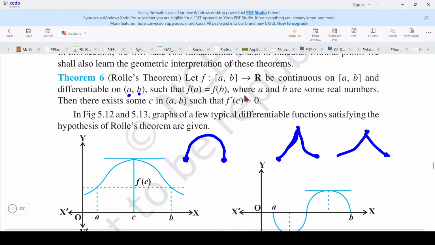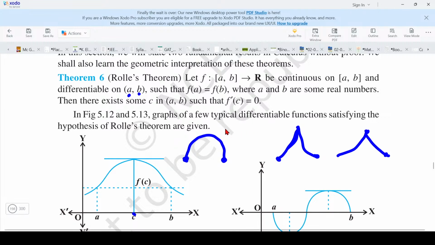Understood now? So the function should be defined at all points, including A and B, and it has to be continuous at all points, including A and B. But differentiability need not hold at A and B. Even if it is differentiable only between A and B, open, that is still fine. If that is happening, then what is Rolle's theorem ensuring? It is ensuring that there will always be some point in between where the slope is zero.